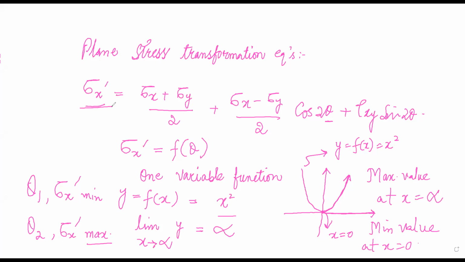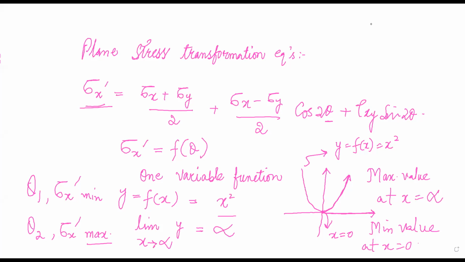Okay. Number two, I have to find the values of theta at which sigma x prime attains the maximum and minimum value. I will have two values of theta. And number two is that at those values of theta, I have to calculate how much is the maximum value and how much is the minimum value. Okay. So is that fine?